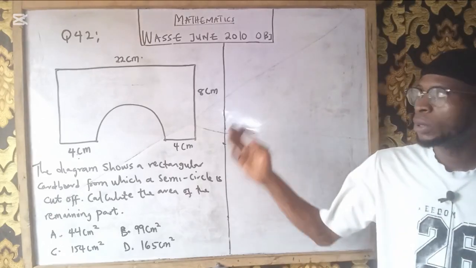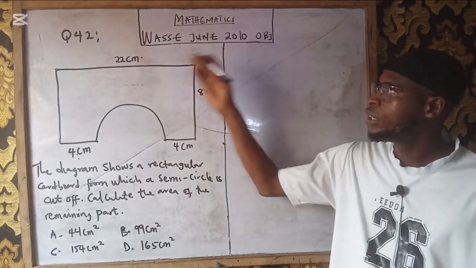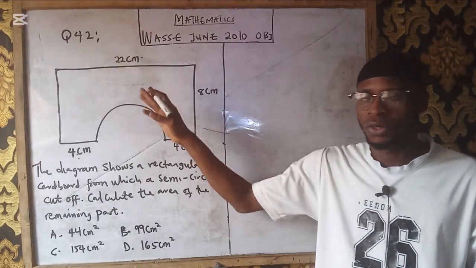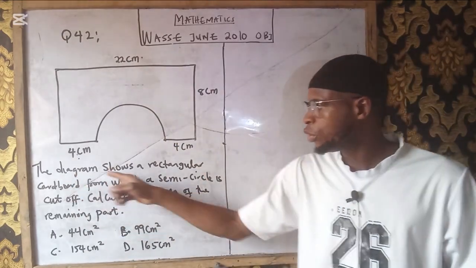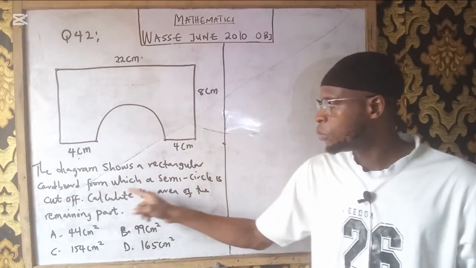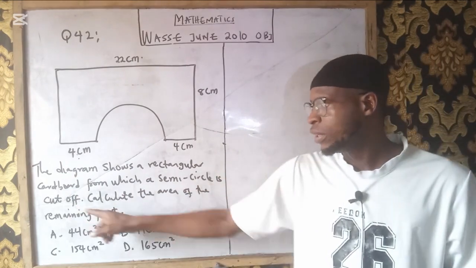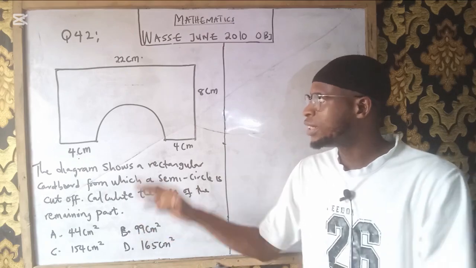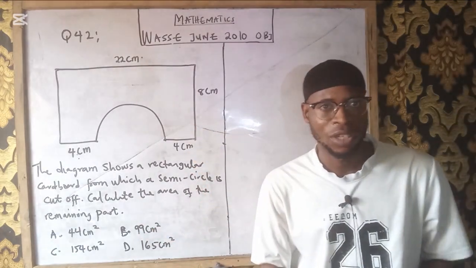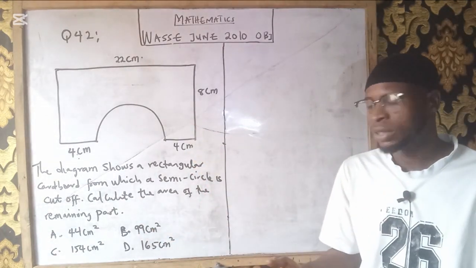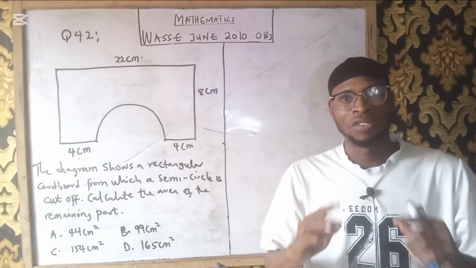We have another problem on the board from the same year, 2010, question 42. This is the diagram given to us, and we are told that the diagram shows a rectangular cardboard from which a semicircle is cut off. Calculate the area of the remaining part. So this diagram is based on a rectangular shape, a cardboard, you understand? But a semicircle is cut off from that cardboard.